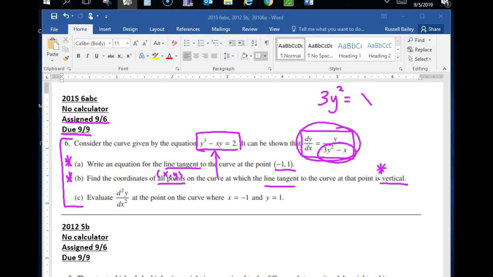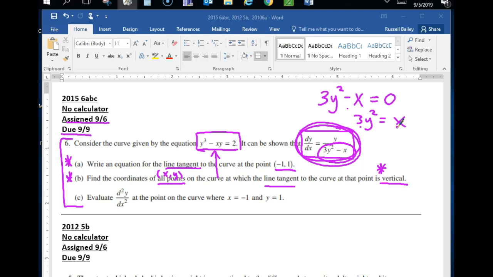Oops, getting ahead of myself there a little bit. So 3y squared minus x would have to equal 0. Now that means if you add x on both sides, 3y squared is equal to x, right? So basically what this means is that this slope or derivative will be undefined anytime the 3y squared is equal to x.